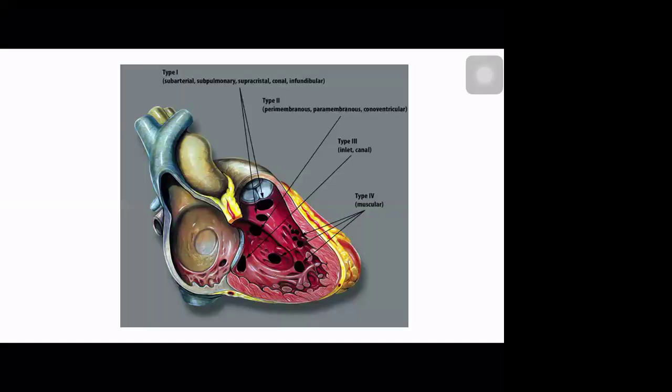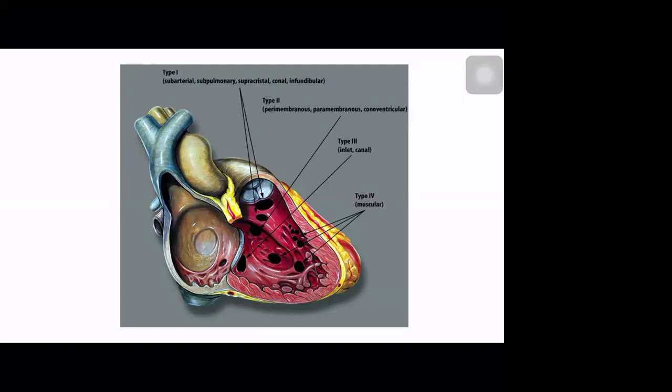Looking at this color picture, it is easier to understand the locations of different types of VSDs. Look at the position of type 1, that is the subarterial or subpulmonary, just beneath the pulmonary valve, just beneath the location of the pulmonary artery. Type 2, that is the perimembranous VSD.